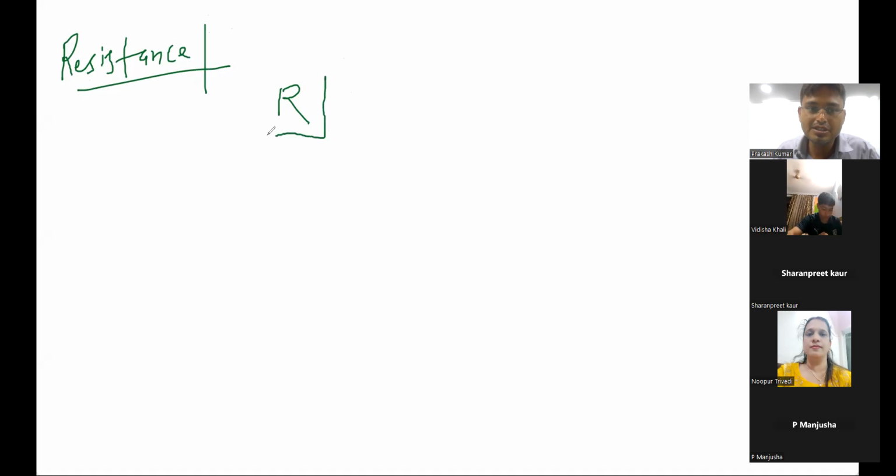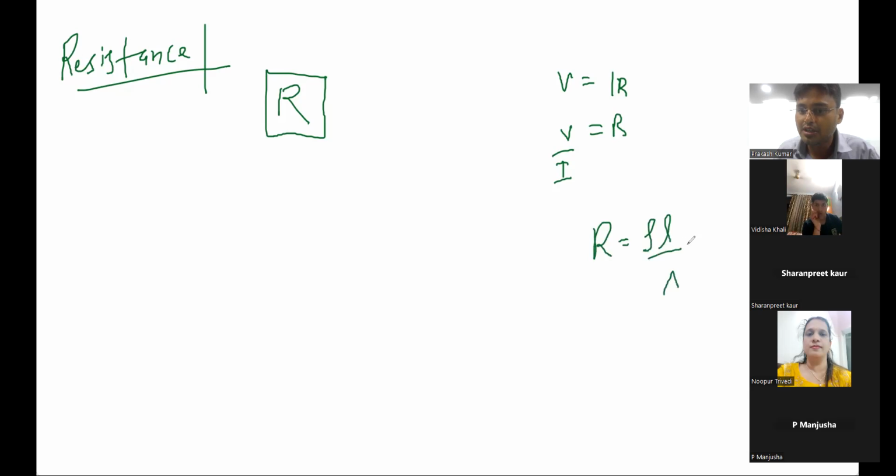Correct. So for resistance, we have two formulas. One from V equal to I into R, so here R equal to V by I, and the other formula, R equal to rho into L by A. These are very basics that we have discussed in the last three lectures, resistance, resistivity differences, and these things.